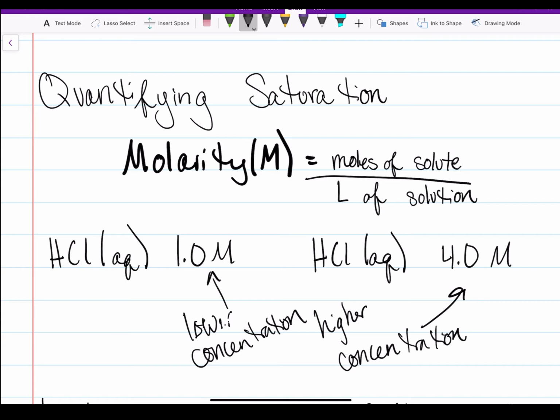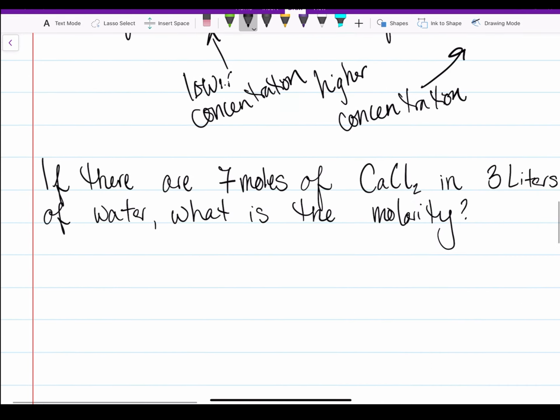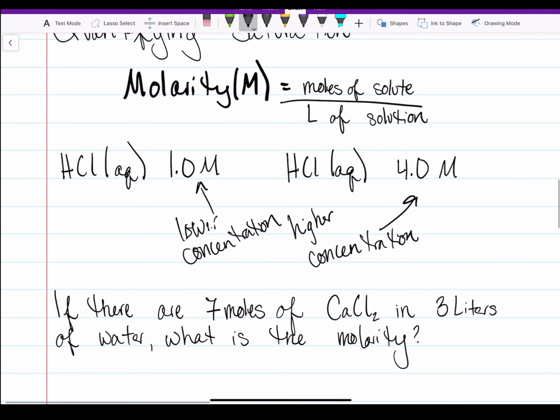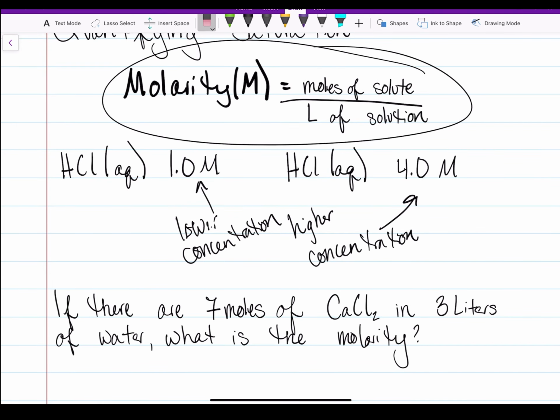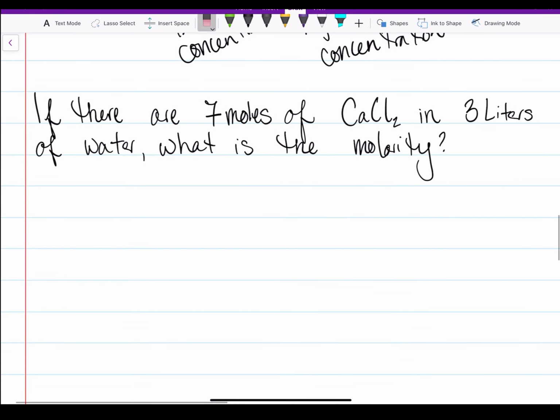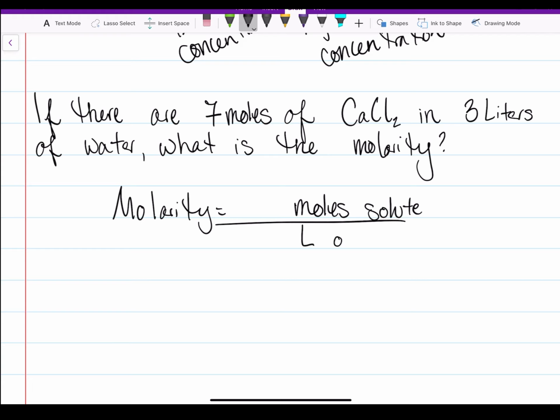We're going to do a couple example problems together. Here's the first one. It says, if there are 7 moles of calcium chloride, CaCl2, and 3 liters of water, what is the molarity? We are going to solve this together. We know our equation for molarity is moles divided by liters, and this is really just a plug and chug problem. We're going to find what we need and then swap it in there. So we are looking for molarity, and we know that is equal to moles of solute divided by liters of solution. So let's fill this in.